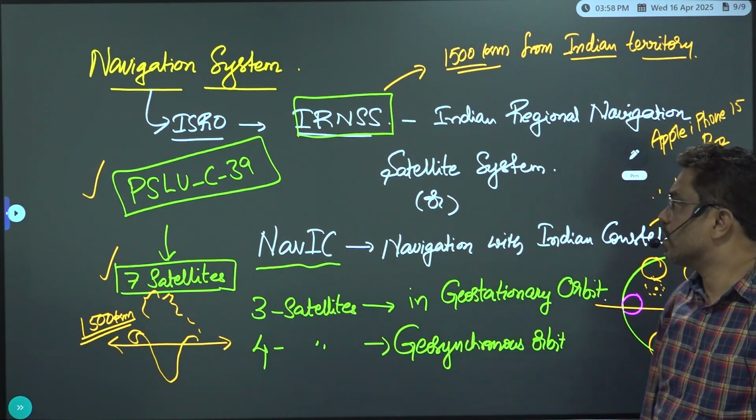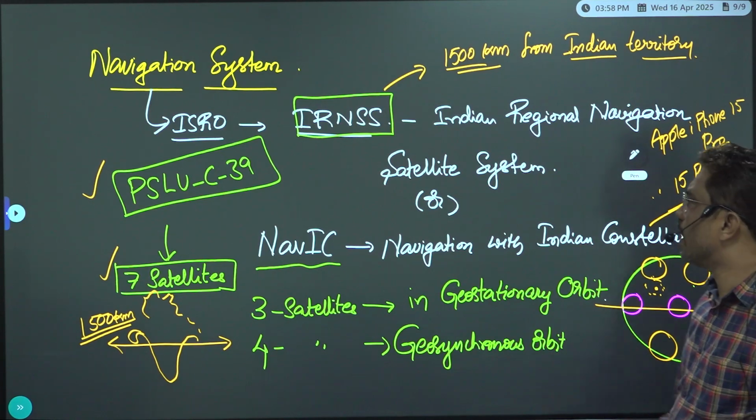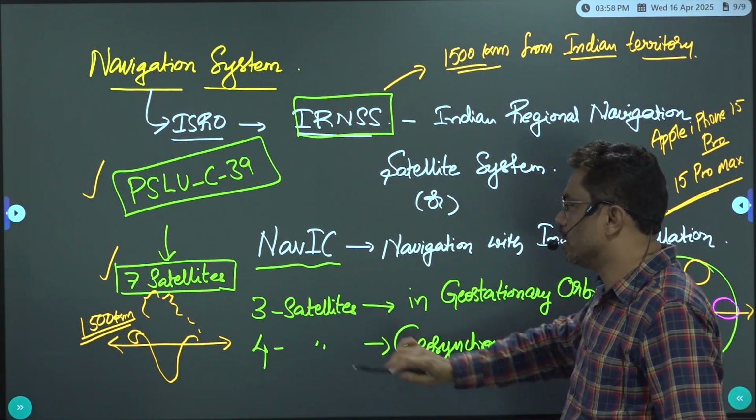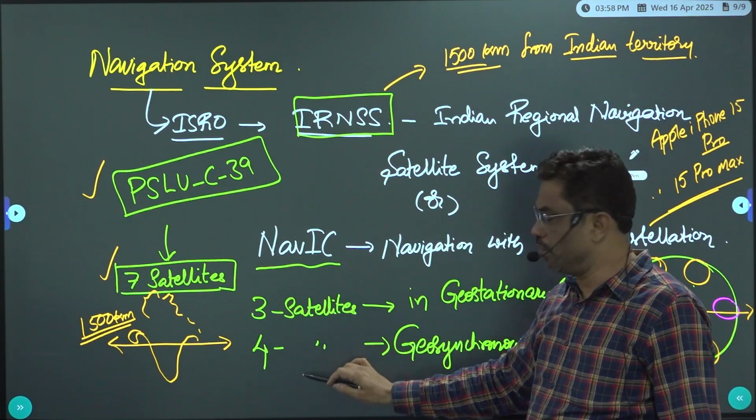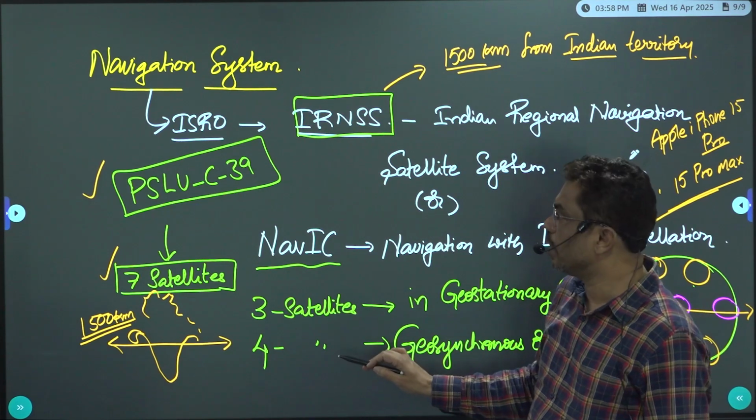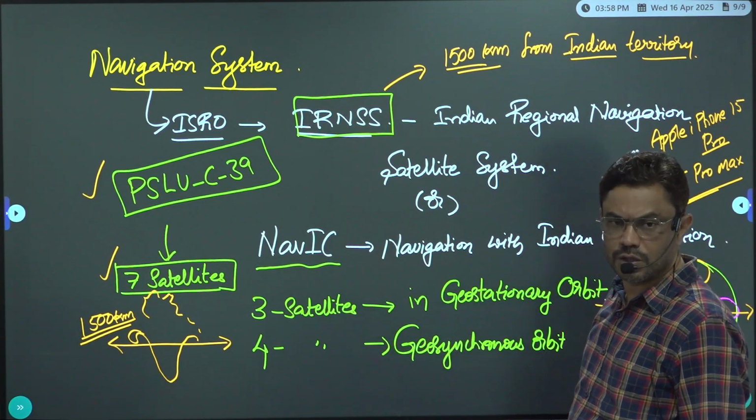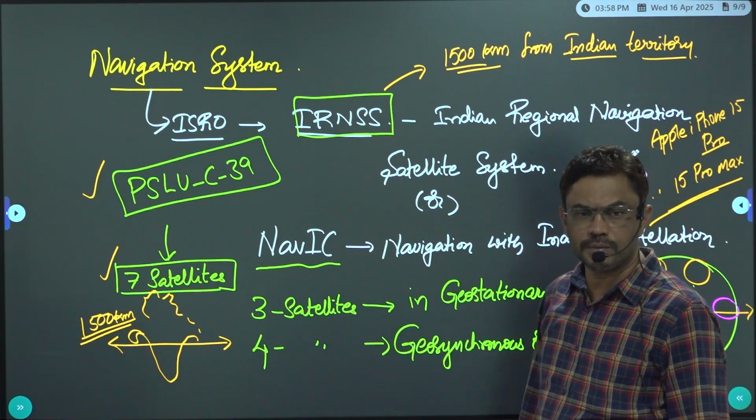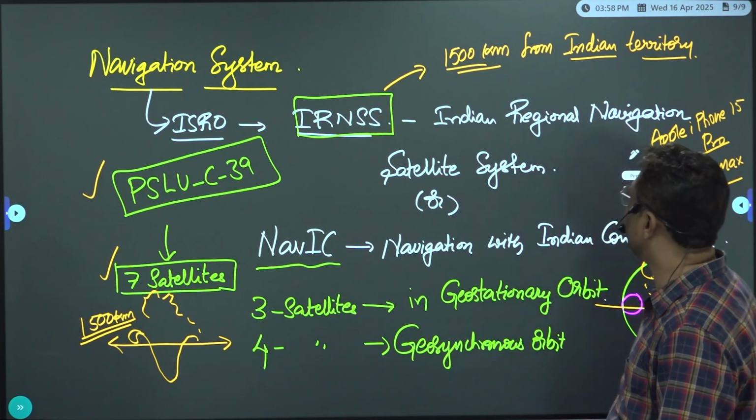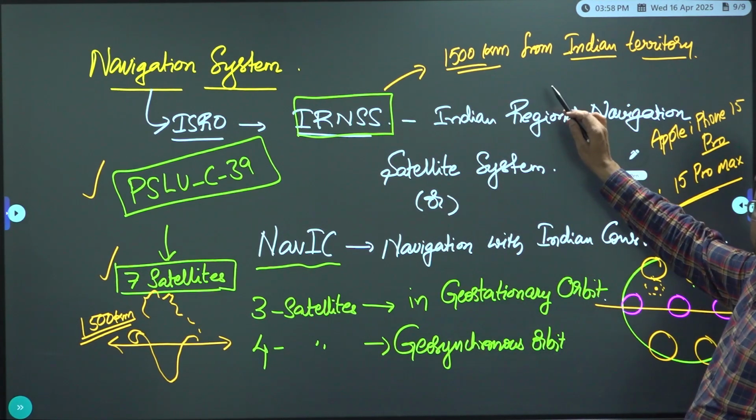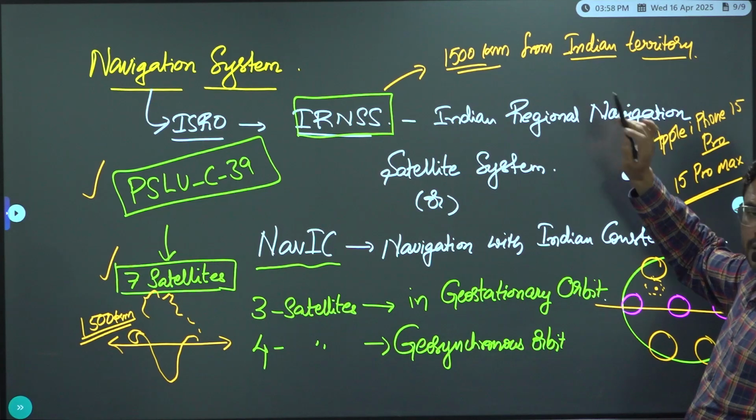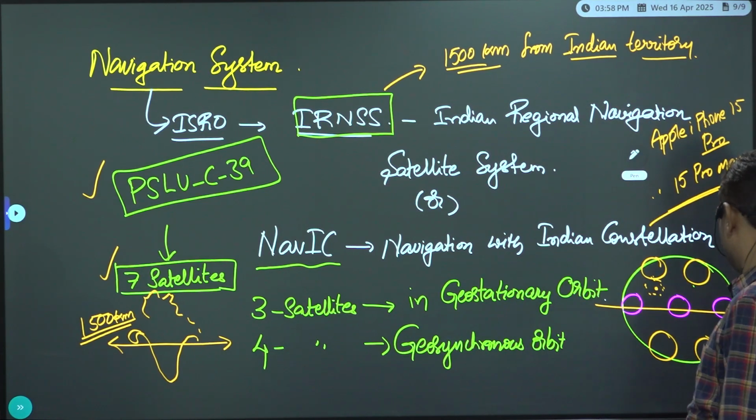So here mainly you have to remember IRNSS, Regional Navigation System, 7 satellites, 3 in geostationary and 4 in geosynchronous orbit. Okay, PSLV C39 was used. So they are fully working here, 1A to 1G. The range is 1500 kilometers from Indian borders or Indian territory. Okay, all right. So next another one is Gagan.